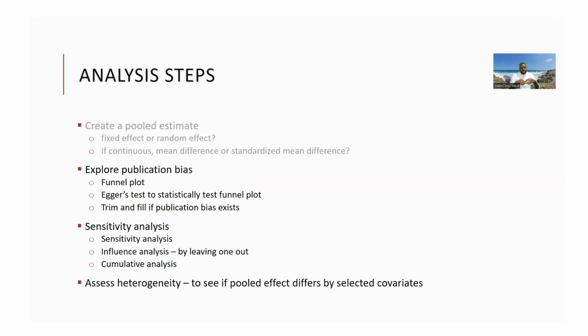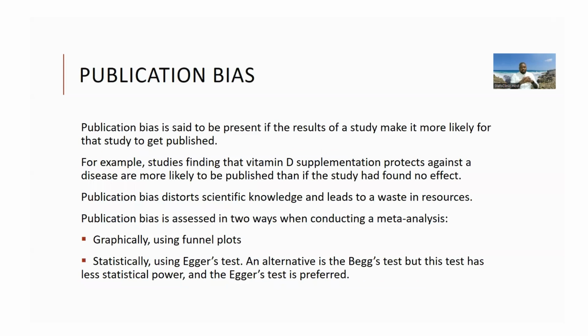So when we talk about the rest of the analysis steps involved in data synthesis, like I just mentioned, first of all, we want to explore publication bias, and we'll do that in a number of ways. Then we'll look at sensitivity analysis and then assess heterogeneity to see if the pooled effect that we have differs by certain specific selected covariates. So let's start with publication bias.